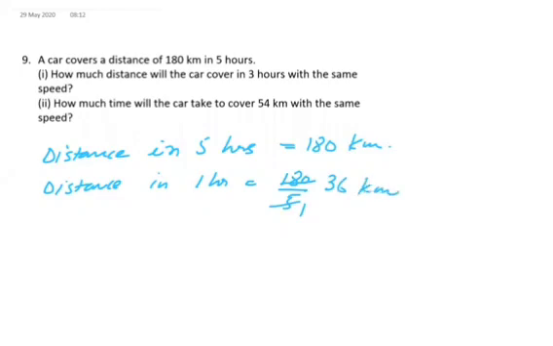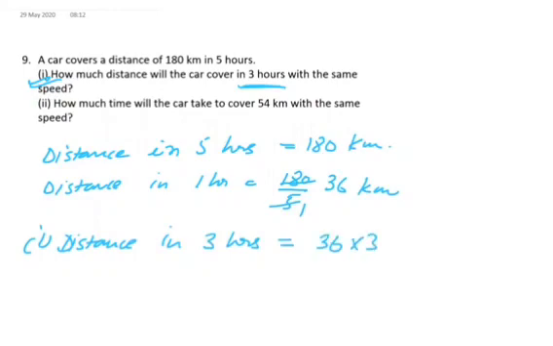So now in the first part, find the distance in 3 hours. So distance in 3 hours is equal to 36 multiplied by 3, which is 108 kilometers. So this is the distance in 3 hours.